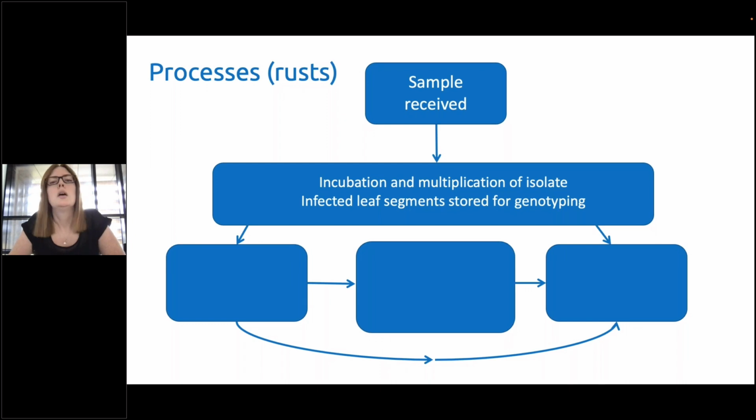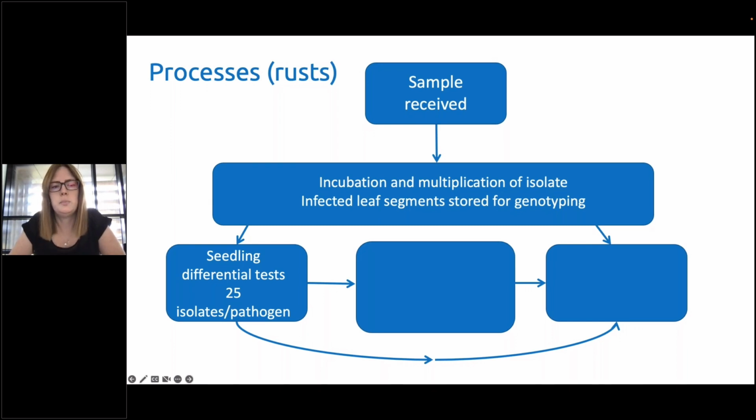From these initial pots, we can take a segment to store at -80 so they can be stored for later use for genotyping. And at the end of the season, we select 25 isolates of wheat yellow rust and 25 isolates of wheat brown rust to go onto the seedling differential screens. I will mention a little bit more about that on the next slide.